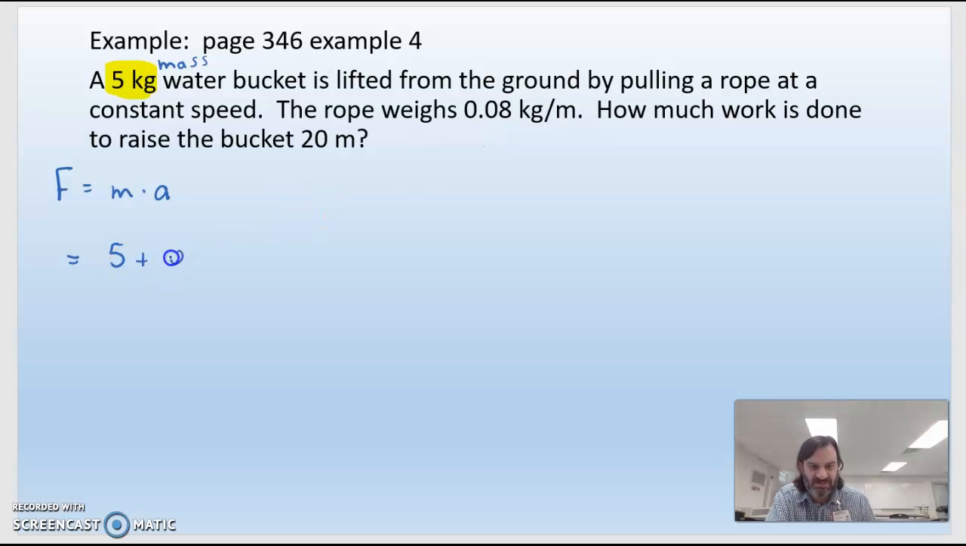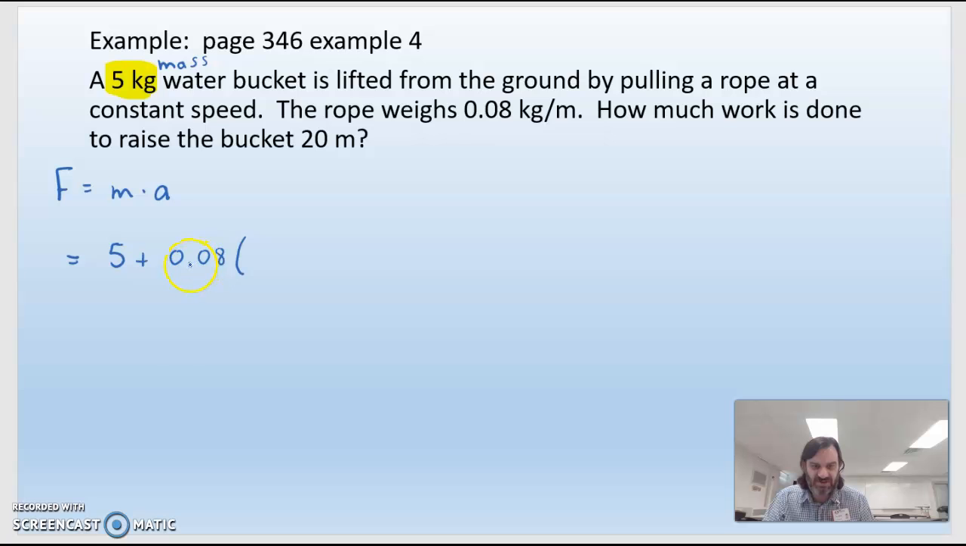And the rope has a mass of 0.08 kilograms per meter. But we need to take that into account as far as meters, because as we lift the bucket, there's less and less rope that we're trying to lift. As we pull the rope up, we start with 20 meters of rope, which has a certain amount of force to move, but then as we keep pulling it, there's less and less rope to move. So we need to include that varying force on the rope.